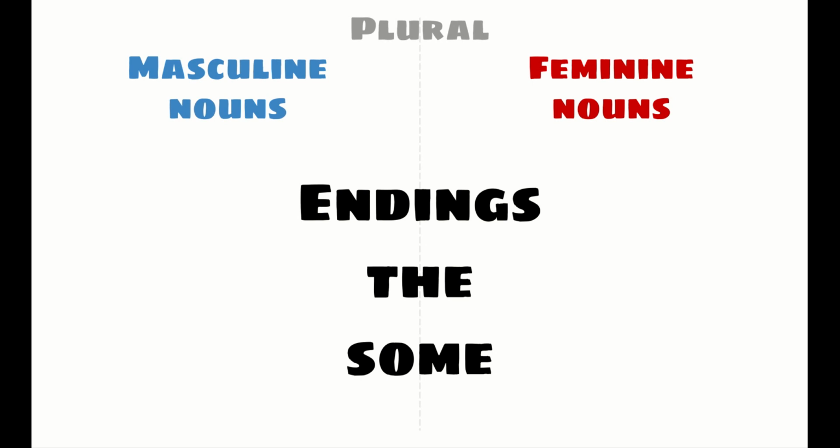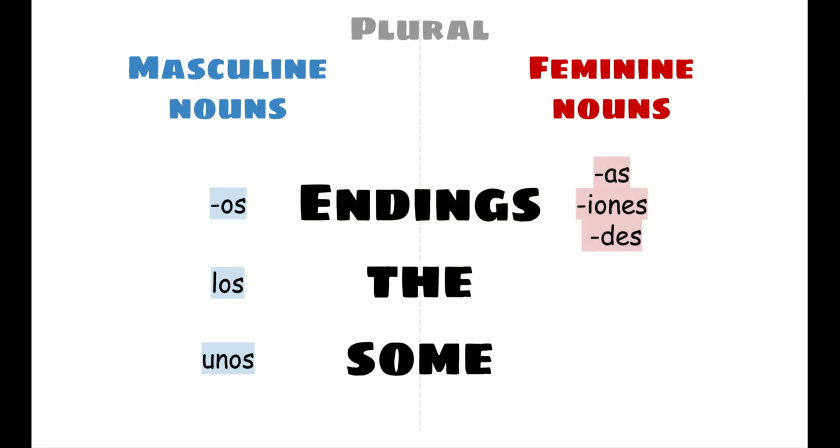So just to summarize what we've learned in this video, masculine nouns, when they're plural, will often end in "os." And if you want to say "the" before a masculine plural noun, you're going to say "los." And if you want to say "some" before a masculine plural noun, you're going to say "unos." If you're talking about a feminine noun, though, it will oftentimes end in "as," "iones," or "des." And if you want to put the word "the" in front of a plural feminine noun, you're going to say "las." And if you want to say "some" in front of a feminine plural noun, you're going to say "unas."